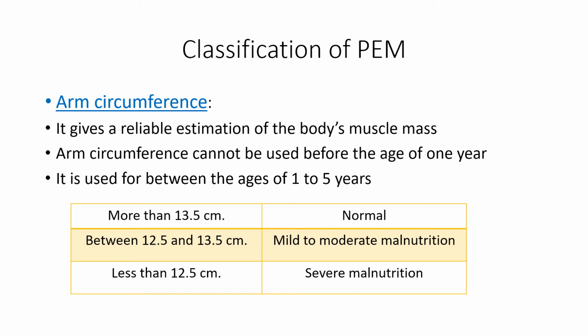It is measured by using a tape at the mid-arm circumference. Based on the reading, if it is more than 13.5 centimeters, the nutritional status of a child is considered to be normal. If it is between 12.5 to 13.5 centimeters, it is considered as mild to moderate malnutrition. Anything less than 12.5 centimeters is termed as severe malnutrition. So this is a very easy classification as compared to the other classifications. That is why it is the most commonly used one in the field.